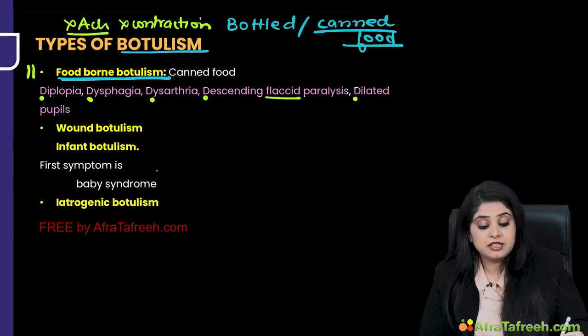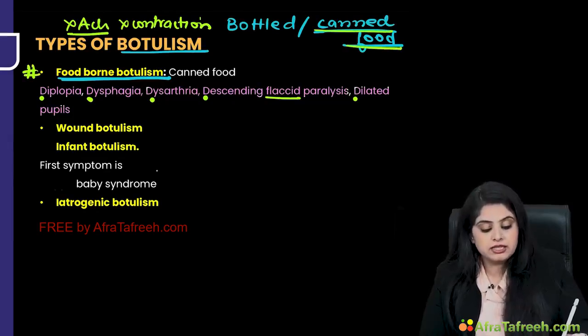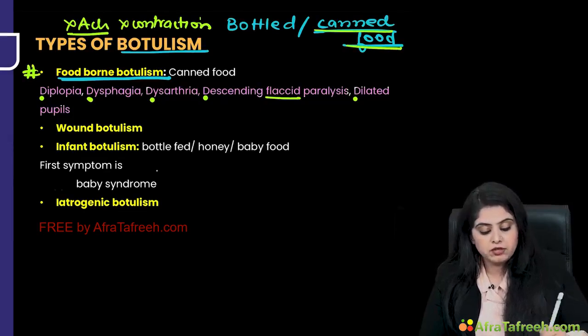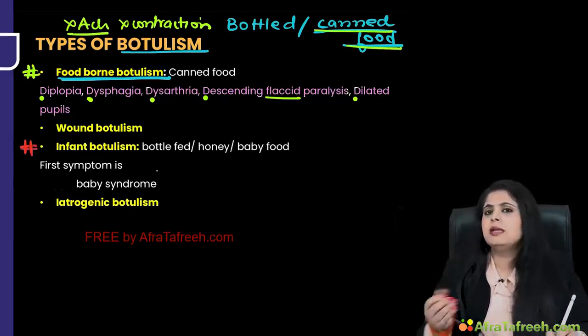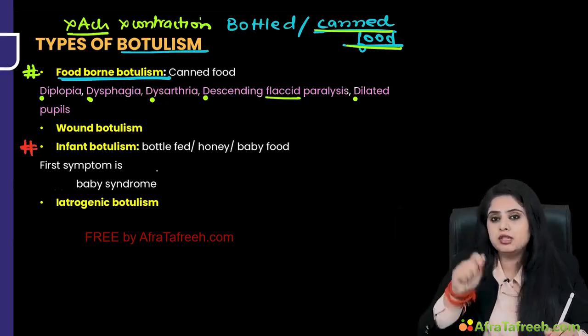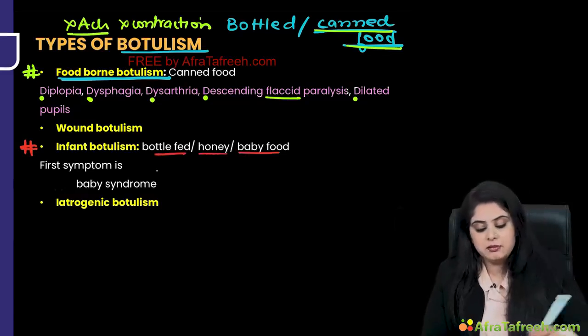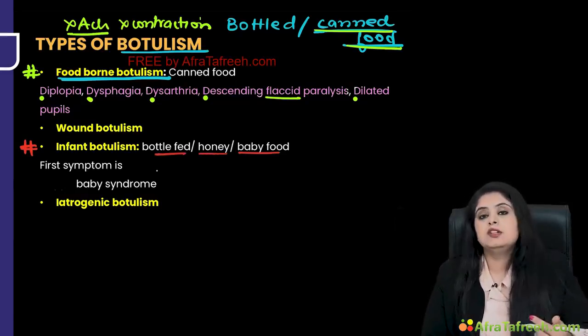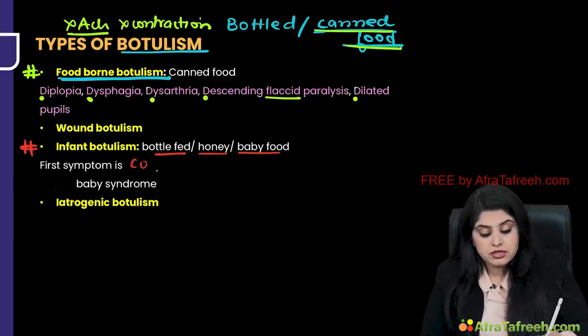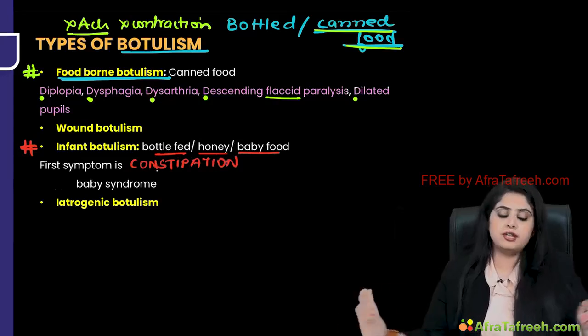That is one thing if there is consumption of canned bottled food. Similarly, if you give the child some bottled food, for example, some baby food or honey, there's a tradition in many states where as soon as the kid is born, they make the kid lick honey. Very, very dangerous. So bottle feed, honey, baby food, if these are given, the kid can be exposed to bottled food botulism. The first symptom is what? The first symptom is, very famous question, it is constipation. And what do you think the child is going to become? Completely relaxed.